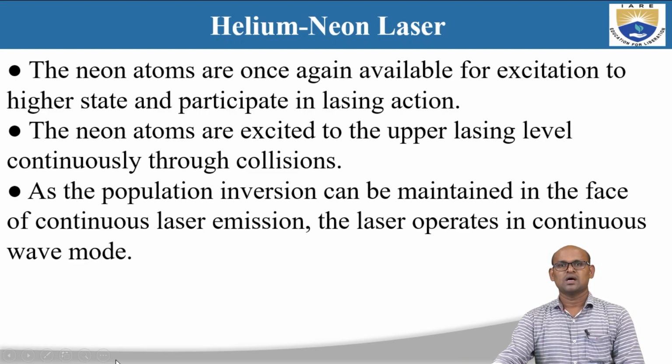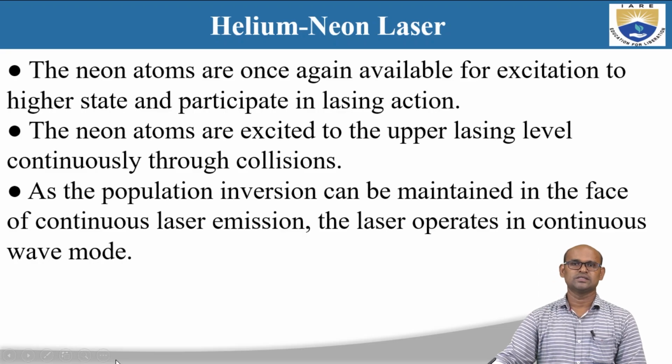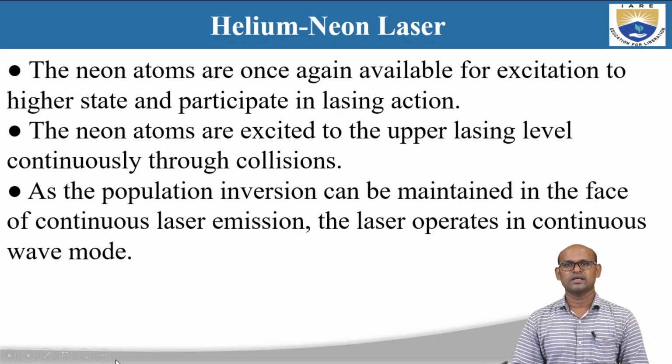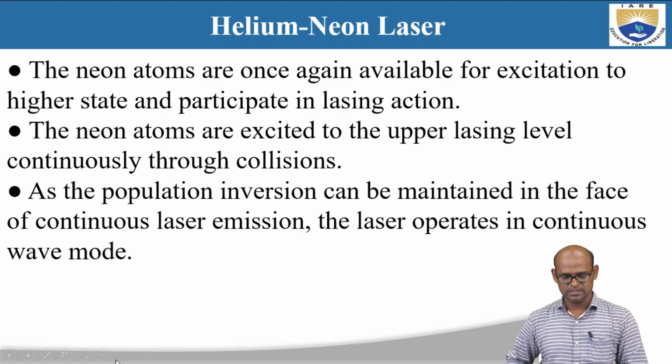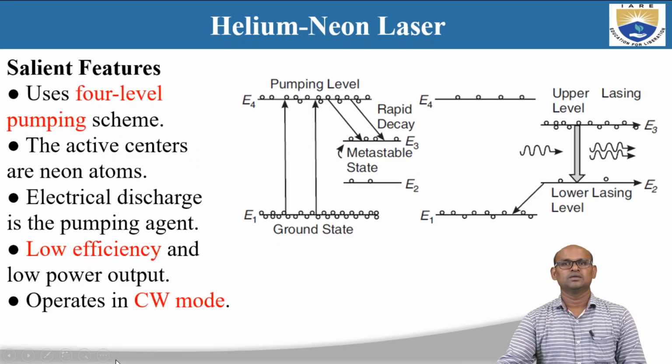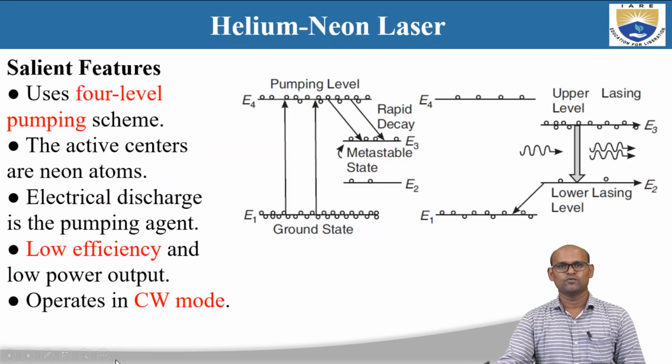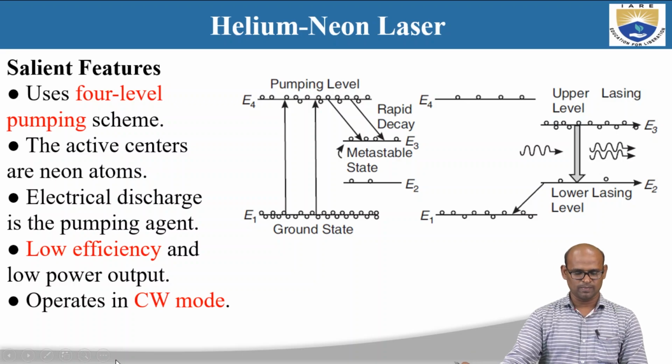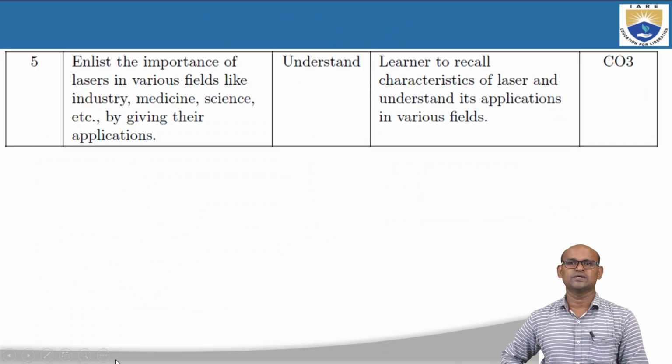The neon atoms are once again available for excitation to the higher energy state and participate in lasing action. So the neon atoms are excited to the upper lasing level continuously through collisions. Population inversion is maintained in the face of continuous laser emission. The laser operates in continuous mode. So in the helium neon laser, we use a 4-level pumping scheme. Active centers are neon atoms. Electric discharge is the pumping agent, and it operates in continuous wave mode.